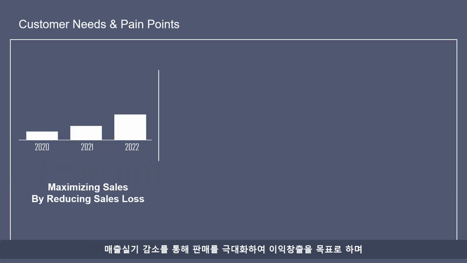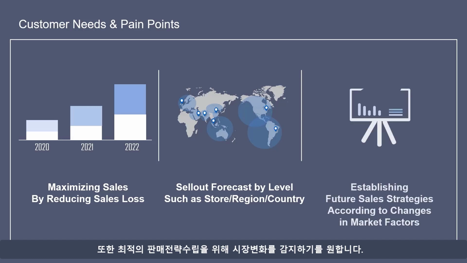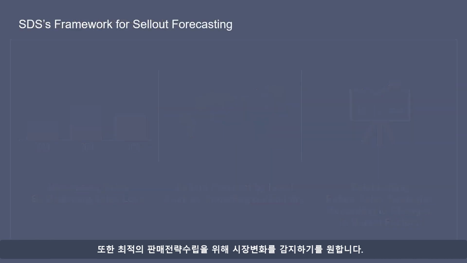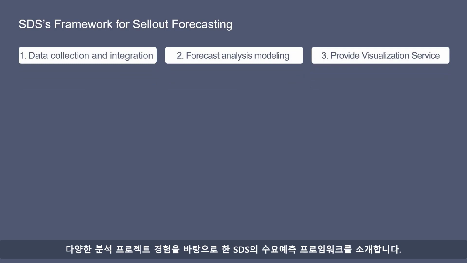It aims to generate revenue by maximizing sales through reducing sales loss. Therefore, predictions of various situations such as store level, region level, or national level are required. In addition, they want to detect changes according to market factors in order to establish optimal sales strategies. Here, there is a systematic sellout forecasting framework based on the experience of SDS accumulated through various data analysis projects.